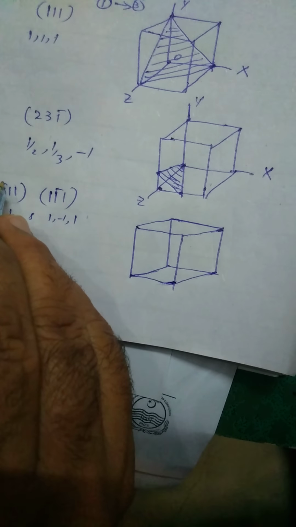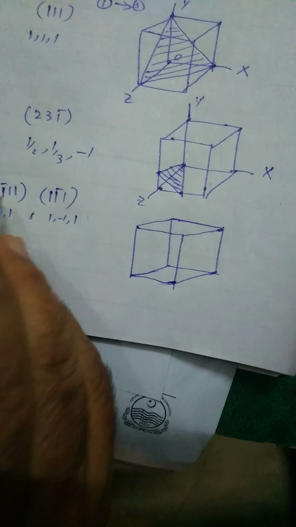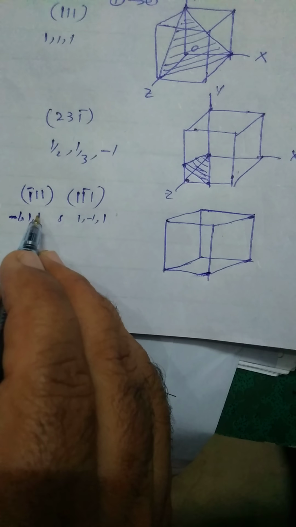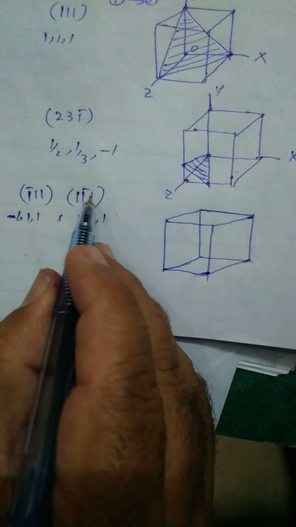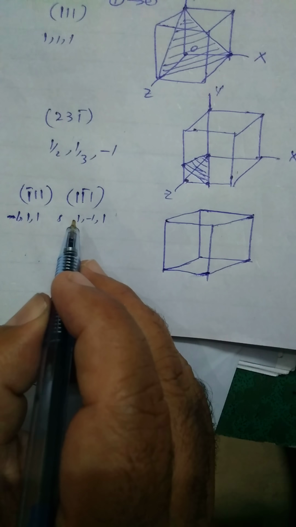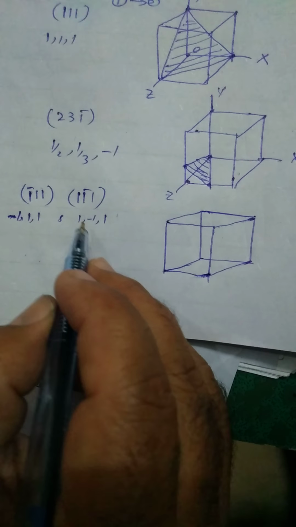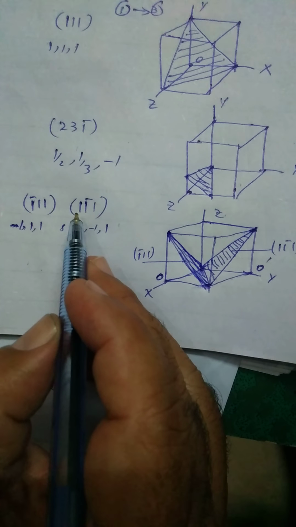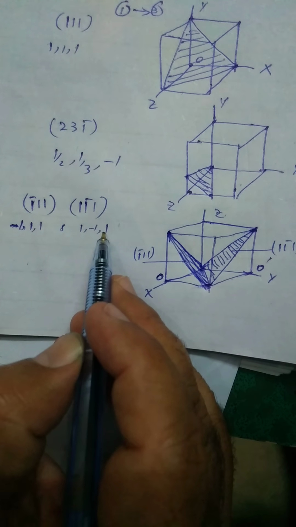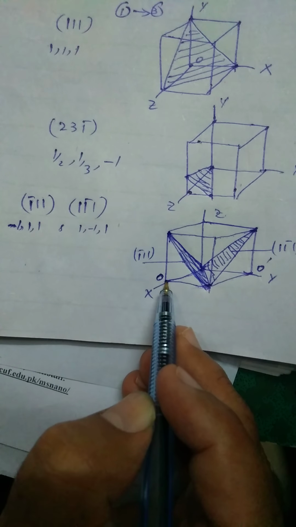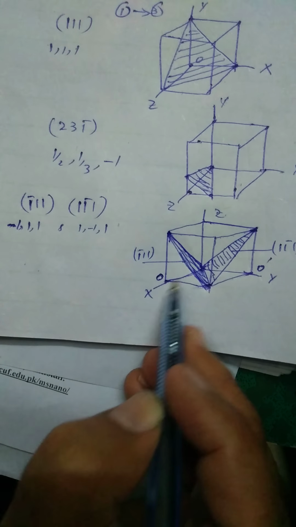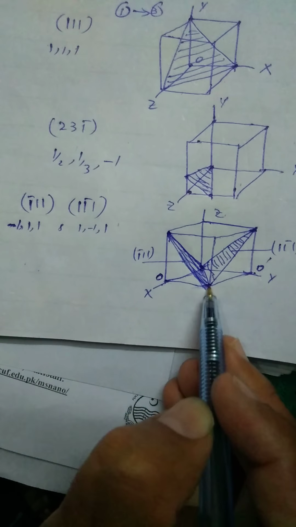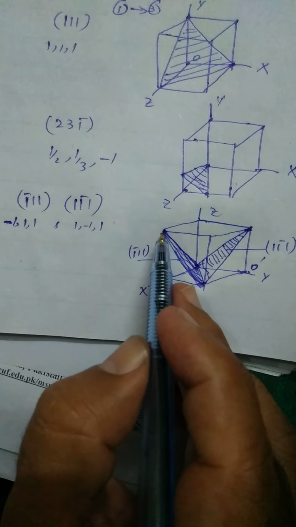If we take two complicated planes, let's suppose 1 bar 1 1, then the intercepts are -1, 1, 1, and the second plane is 1 1 bar 1, then the intercepts are 1, -1, 1. Now in the first case, we take this origin, we have to move along the negative x-axis. This is the x-axis, this is the y-axis, this is the z-axis, then this step is -1, and positive y-axis 1 and positive z-axis 1.